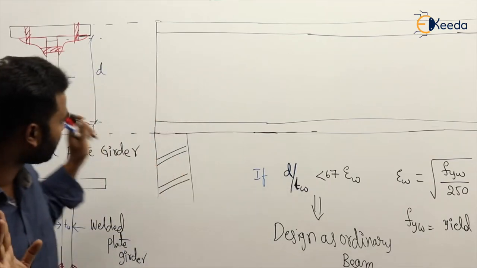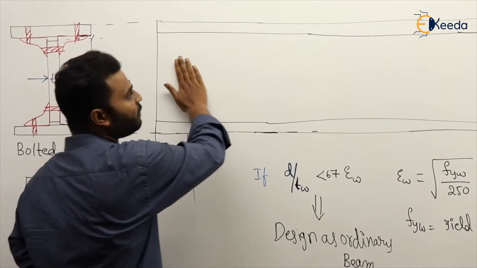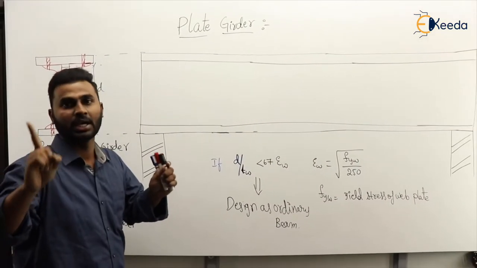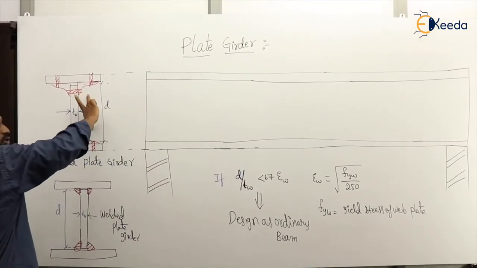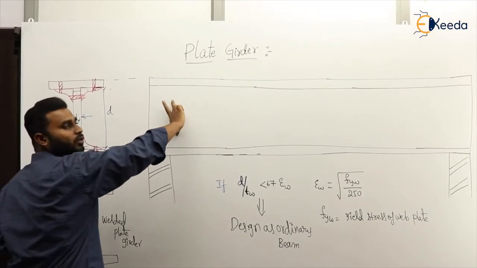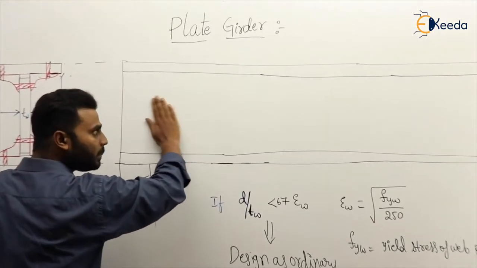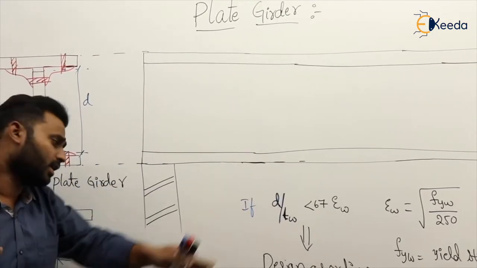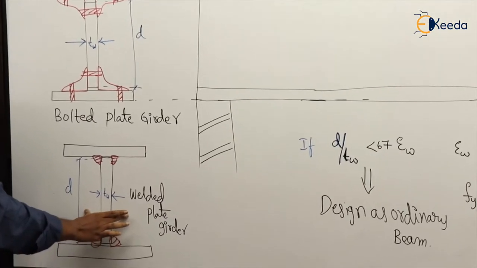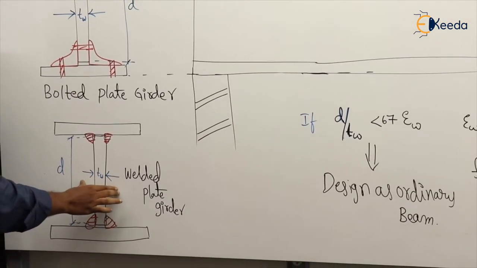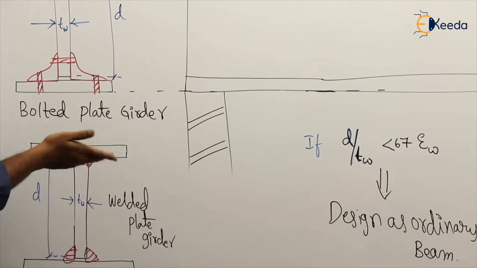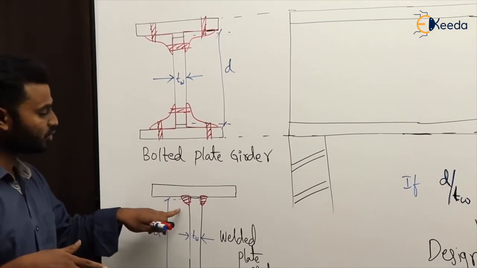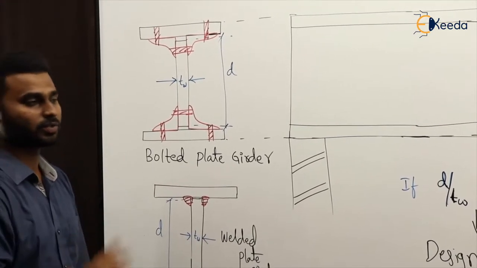So first, take this diagram clearly and leave some space, because here we are going to show so many things. Take a fresh page, and in that first show the cross section and then show the longitudinal view. Keep it clear, since we are going to show many things here. And show this also: this is a welded plate girder. As we discussed previously, we may connect these three plates either by using bolts or weld. If you use bolts, it is known as a bolted plate girder. If you use weld, it is known as a welded plate girder. So first you take it up.